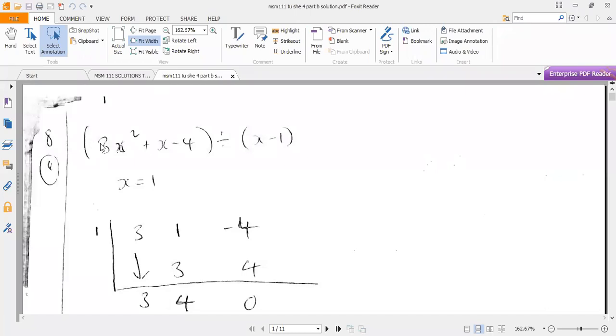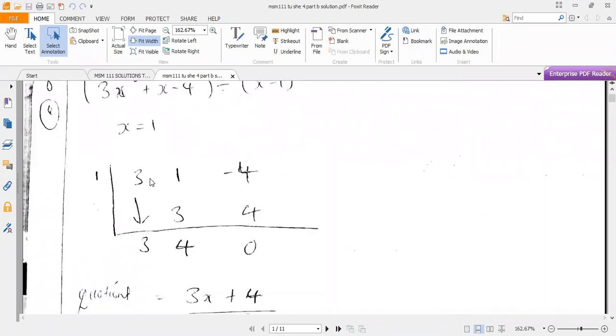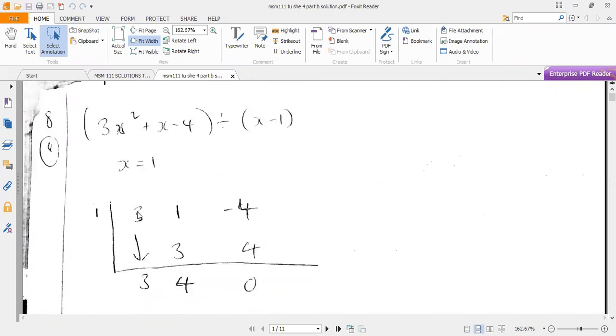So what you do with synthetic division is that you first equate this factor of yours to 0. So x minus 1 is equal to 0. When the 1 goes to the right hand side, it becomes positive. So x is equal to 1. Then you write it in this form. This 1 for x, you put in front there. Now the coefficients of your polynomial: the coefficient for this x cubed is 3, you put a 3 there. The coefficient for this x here is 1, you put a 1. The constant here is negative 4, so you put negative 4 there.